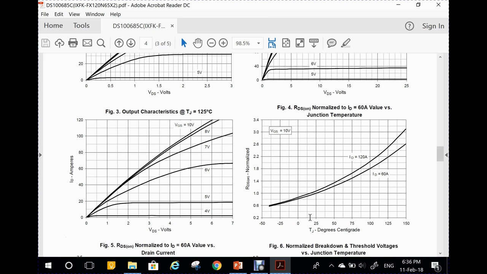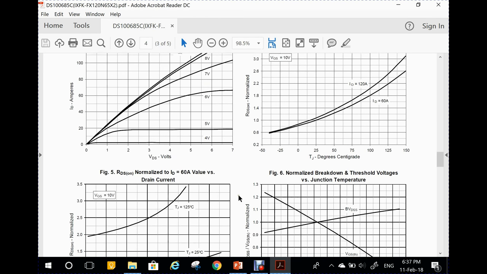So one has to bear in mind that the 24 milliohms are for the unrealistic case of 25 degrees centigrade, as I've emphasized in the first part of this lecture, because in normal operation you cannot achieve 25 degrees centigrade of the case. It's just impossible. So let's go on now.